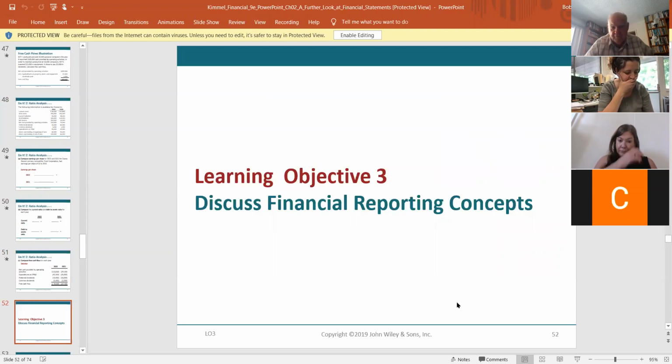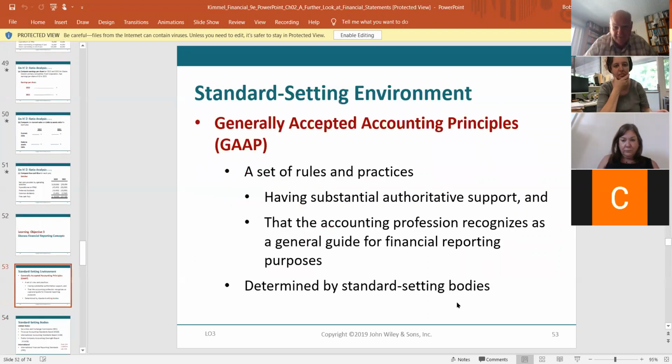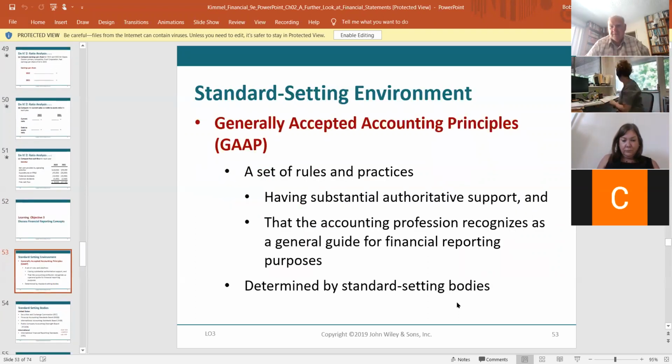And then finally, the third objective, reporting concepts. So this should be very exciting. Let's see what they got here. Reporting concepts. Did we talk about GAAP in chapter 1? Just very briefly. It wasn't the subject. Okay, GAAP. Know this acronym like your own name.